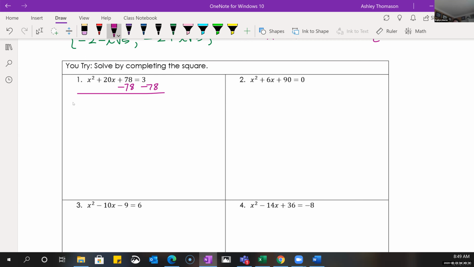X squared plus 20x plus the square and then equals 75. Possibly negative 75? And then plus square. All right, thank you very much. Okay, Bailey, do you know what to do next?